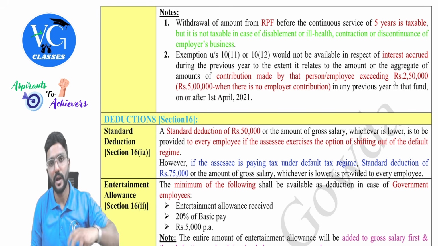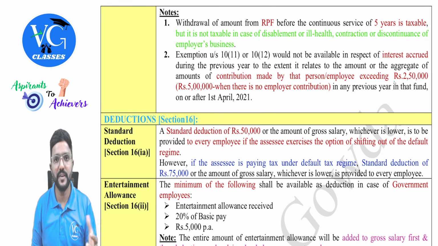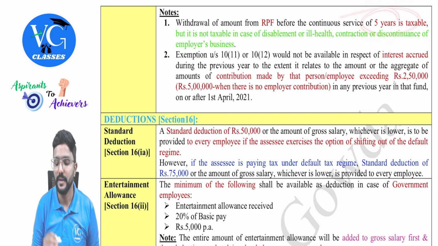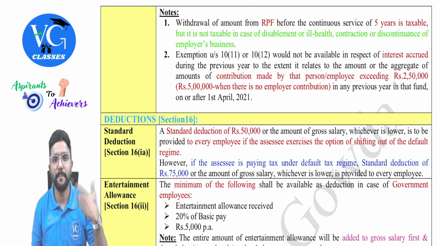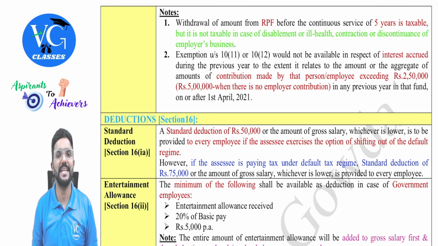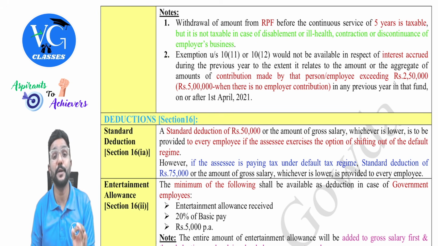Sir, what if it is withdrawn after 5 years of service? Then it will be fully exempt, guys. But if it is withdrawn within 5 years for health or medical purposes, or because my employer is discontinuing the business, then in such cases it will be exempt, even if it is within 5 years. Now, please be careful about this point, guys. This is with respect to employee or assessee contribution.